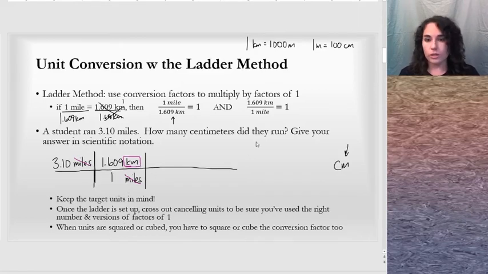Okay, so we're in kilometers. Let's go to meters. 1 kilometer is 1,000 meters. I want to get rid of kilometers, which means I need to put a kilometer in the denominator, which means that 1,000 meters goes in the numerator. And you can see that the kilometers will cancel with the kilometers. I'm left with meters. I can also say that 1 meter is 100 centimeters. And so this is our ladder for the problem.